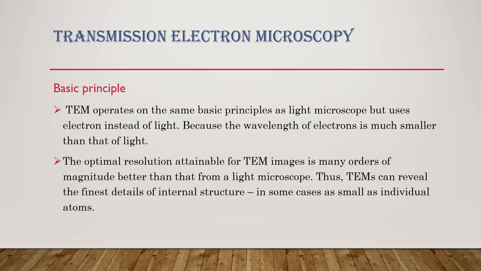The basic principle of TEM is that the TEM operates on the same basic principle as the light microscope but uses electrons instead of light, because the wavelength of electrons is much smaller than that of light. The optimal resolution attainable for TEM images is many orders of magnitude better than that from a light microscope. Thus, TEMs can reveal the finest details of internal structure, in some cases as small as individual atoms.